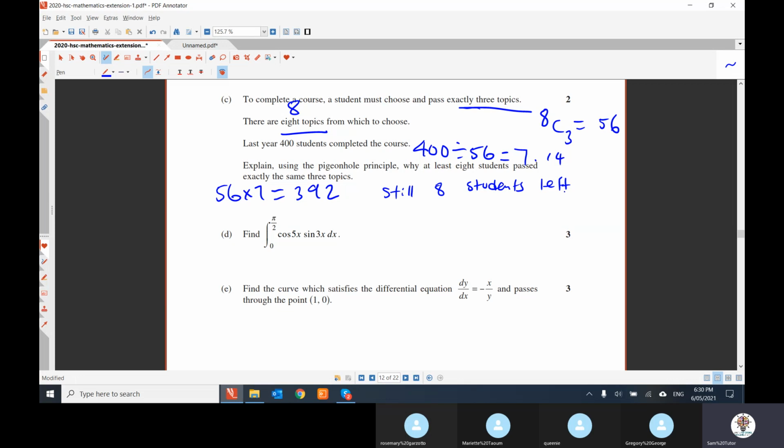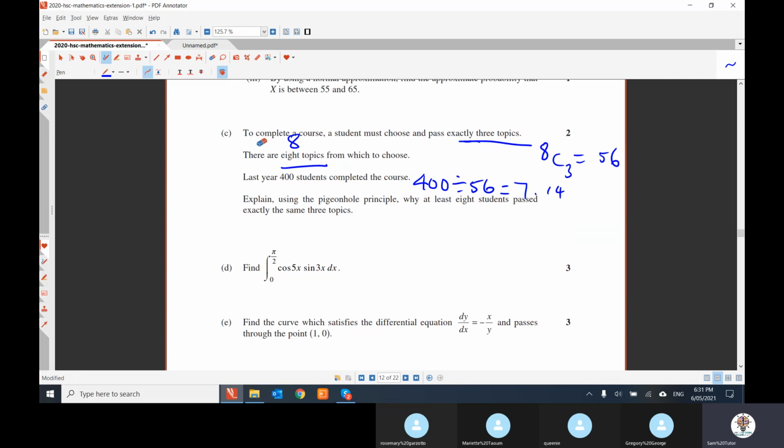So one more time. If you want it in words, I'm going to send you the solutions. But if you want it in the video, I can write the whole solution. So let's go through it one more time. That's why I did it like this: 400 divided by 56, 7.14. That means there's definitely got to be at least some groups that have 8 people in there.